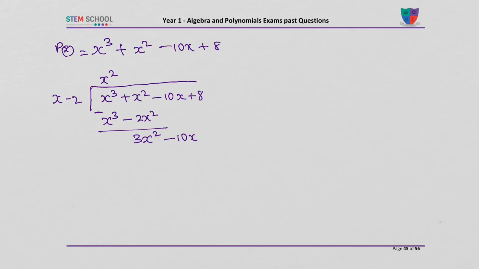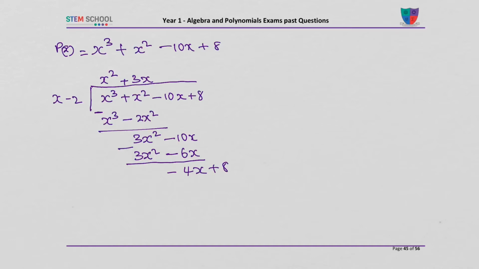What can we multiply x by to get 3x squared? That would be plus 3x. x times 3x becomes 3x squared. 3x times minus 2 will be minus 6x. Again, I need to take away to get rid of x squared. Minus 10x minus minus 6x is minus 4x. You need to bring down the 8.